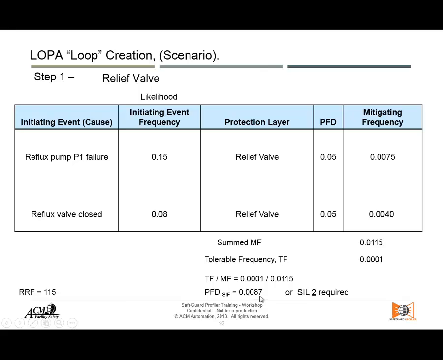I get 0.0087, and if you take the reciprocal of that number, I get 115. So I went from 2,300 to a 115 risk reduction factor needed. In other words, it translates to: I still need to reduce the gap. How do I reduce the gap? By adding safeguards, by adding other events that will stop this initiating mechanism from developing and becoming this unwanted event. I could still prevent it by adding another safeguard. So later on we'll talk more about this during the safeguard profiler.